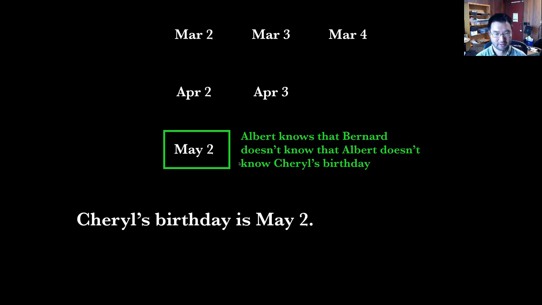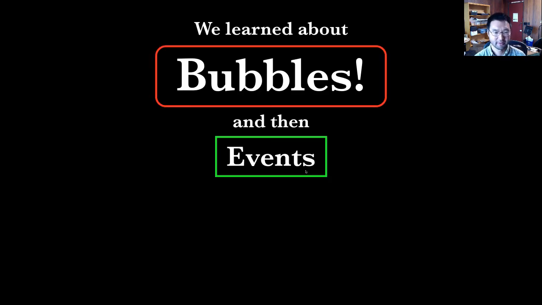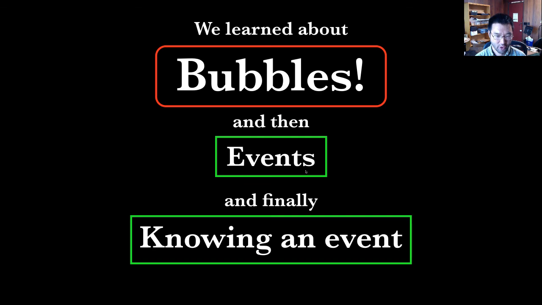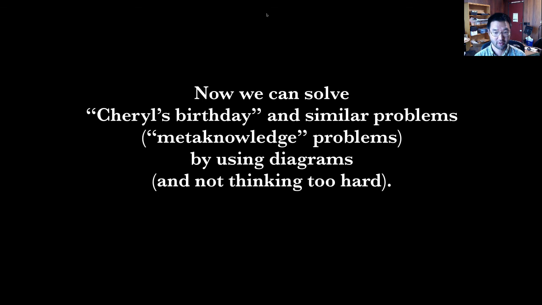So we're able to figure out this relatively complicated clause just by using our bubbles. We learned about bubbles and then events and finally knowing an event. Now we can solve Cheryl's birthday and similar problems, so-called meta-knowledge problems, just by using diagrams and not thinking too hard. That is, you don't have to use complicated logical arguments. You can just use the diagrams and compute it by hand. It makes things much easier.